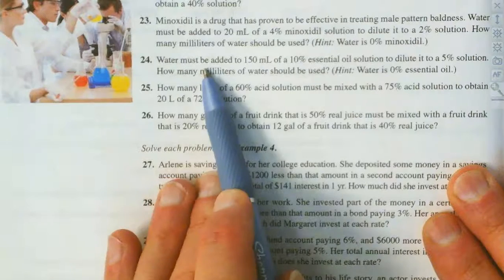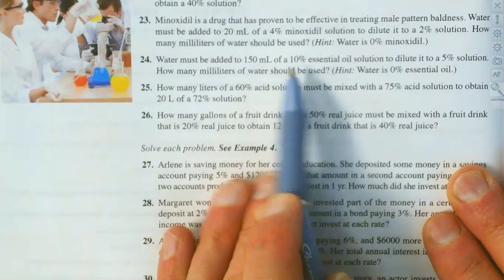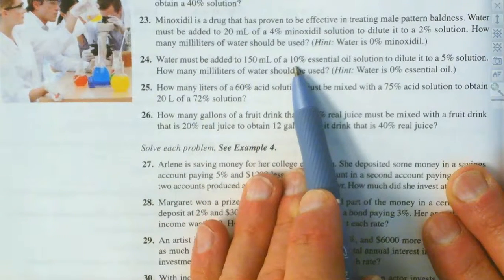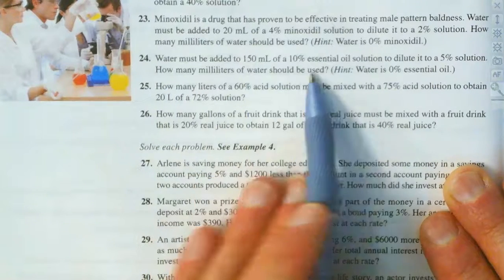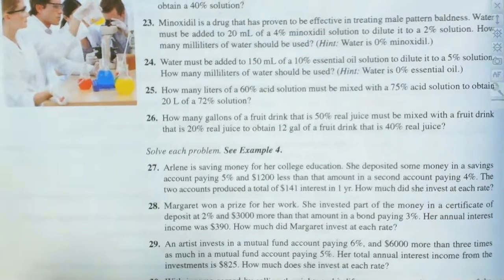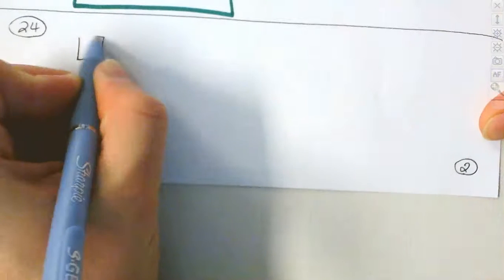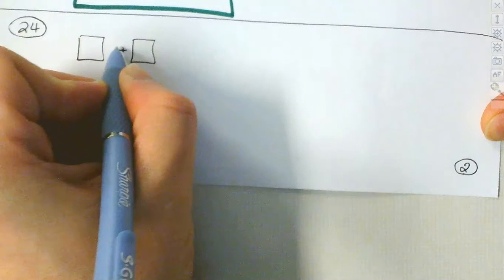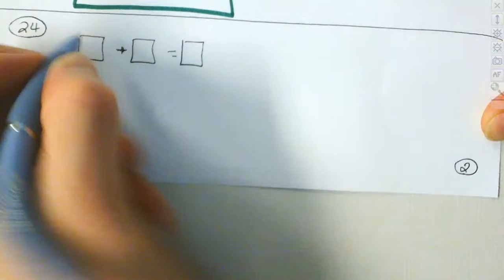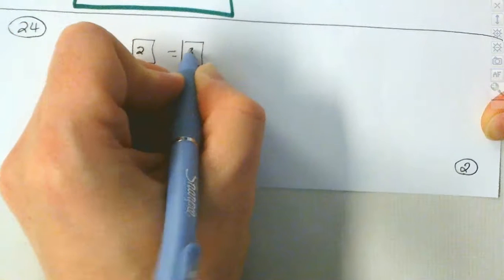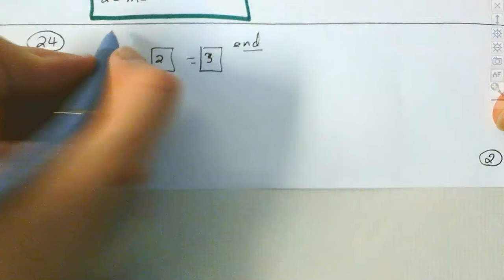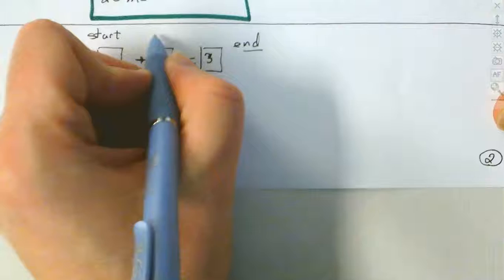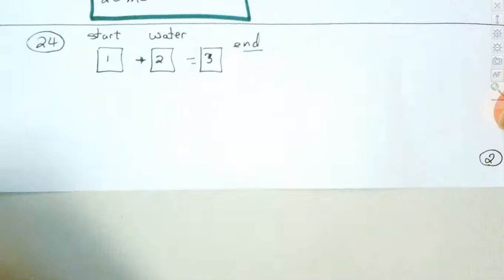Water must be added to 150 milliliters of a 10% essential oil solution to dilute it to 5%. How many milliliters of water should be used? So we do the same process. We've got our 3 boxes here. One, 2, and always on the right-hand side is 3. So this is what we're going to end up with. This is what we start with. We're going to add water. In this case, water is going to be added.